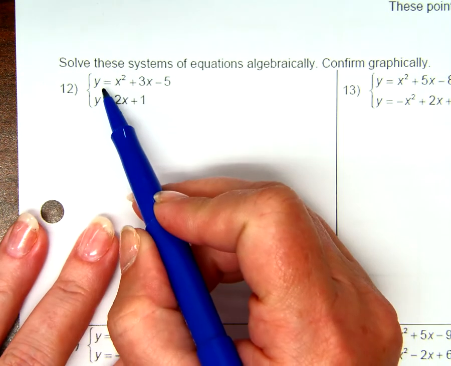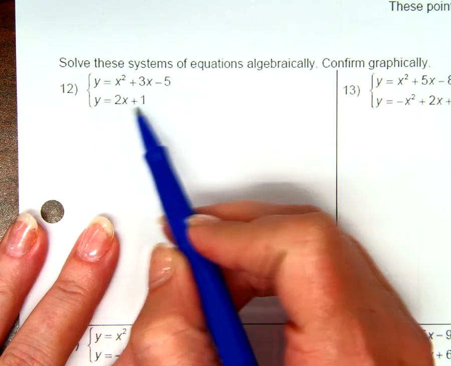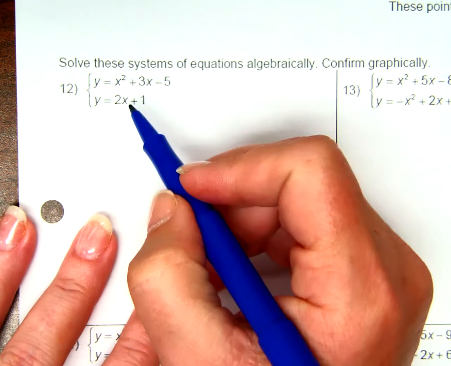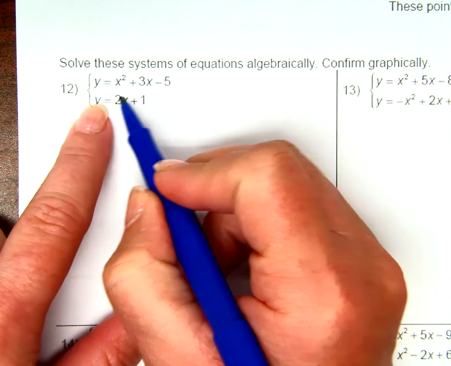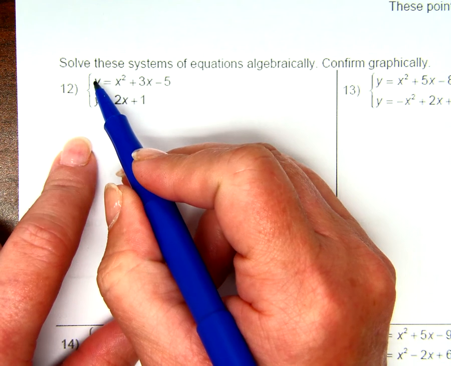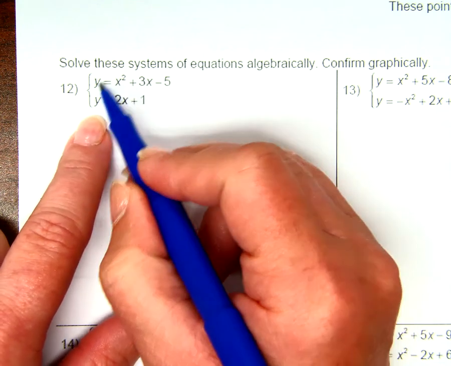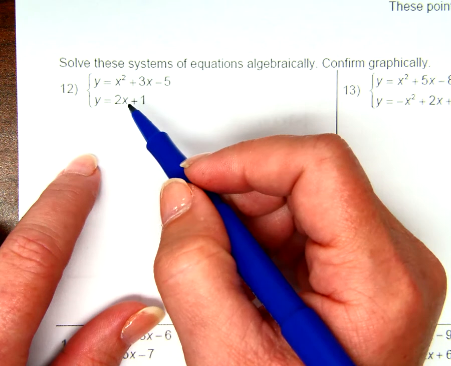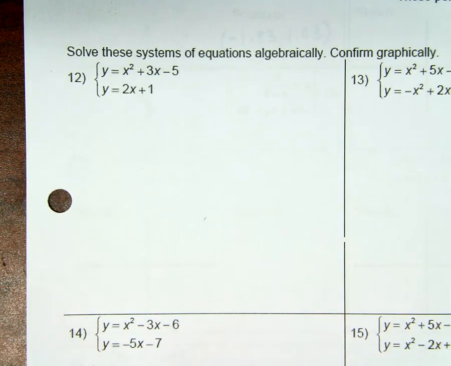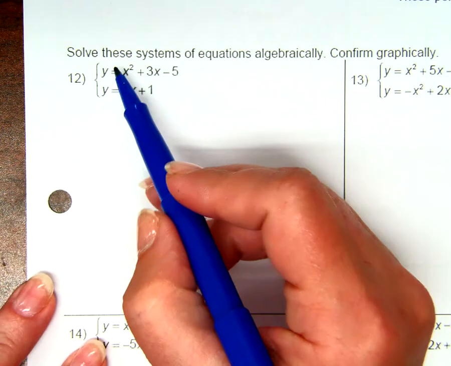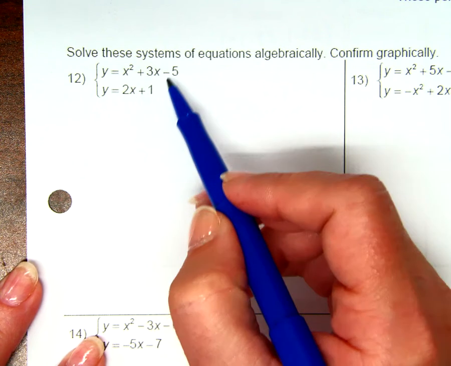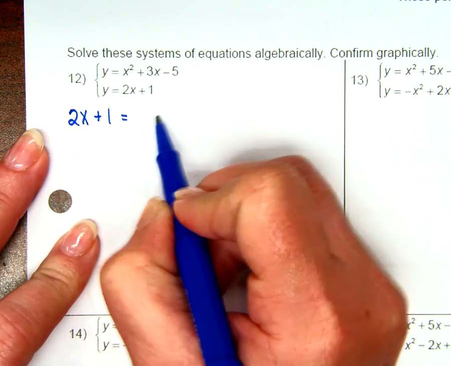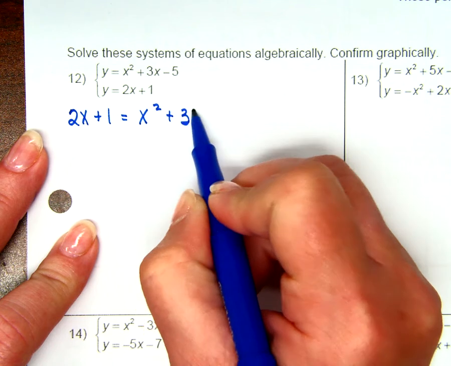Guys, if y equals this and y equals this, what should also be true? They should be equal to each other, right? So technically what we're doing is taking this and substituting it in for y, or taking this and substituting it in for y. But in reality, we're also using our brain, knowing that if y equals this and y equals this, then they should equal each other. So 2x plus 1 equals x squared plus 3x minus 5.